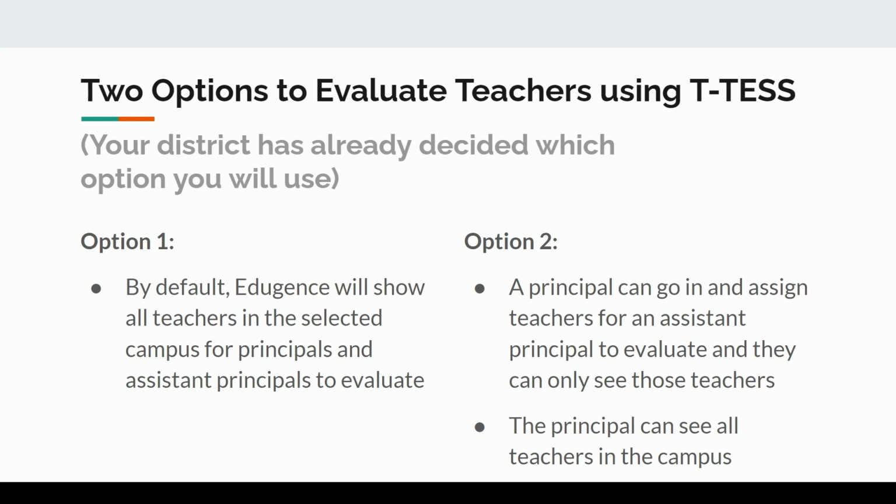For the alternative option, a principal can go in and assign teachers for an assistant principal to evaluate, and they can only see those teachers, but the principal can see all the teachers on the campus. Your district has already decided which option you will use this year. Today we will explore the alternative option.